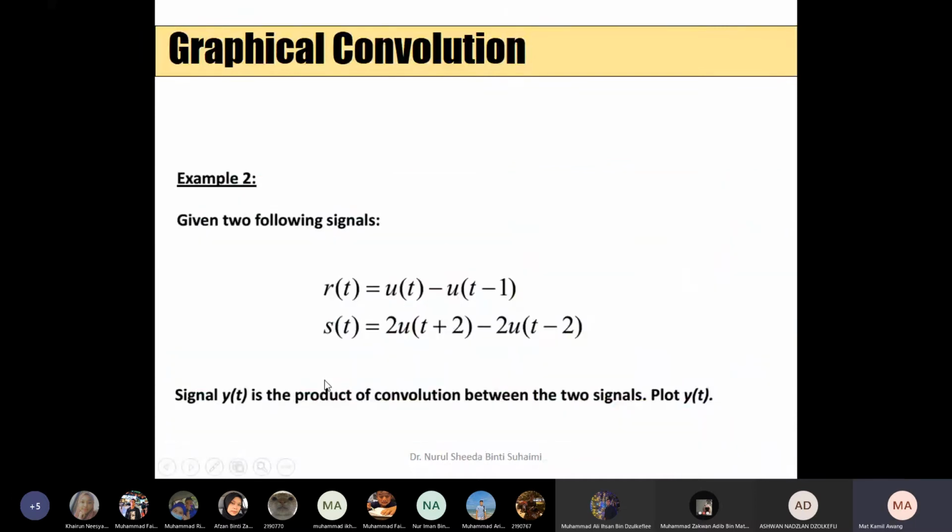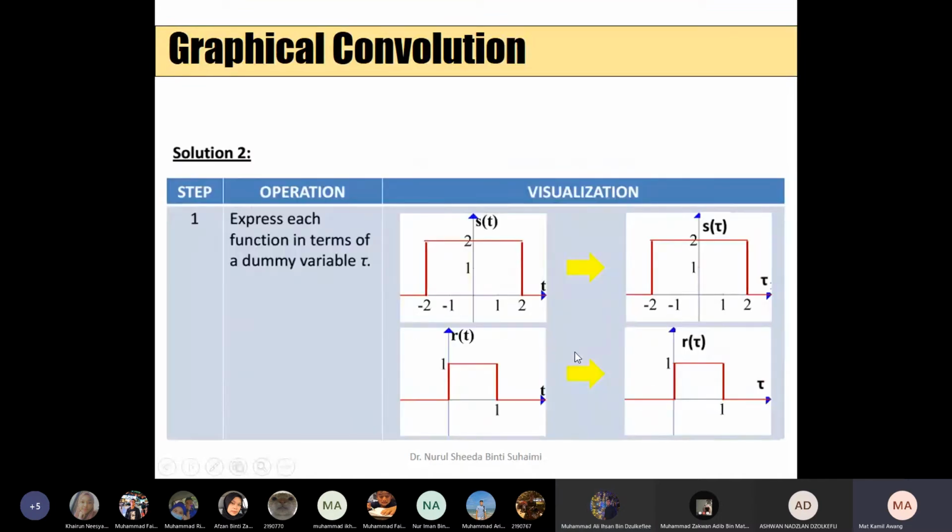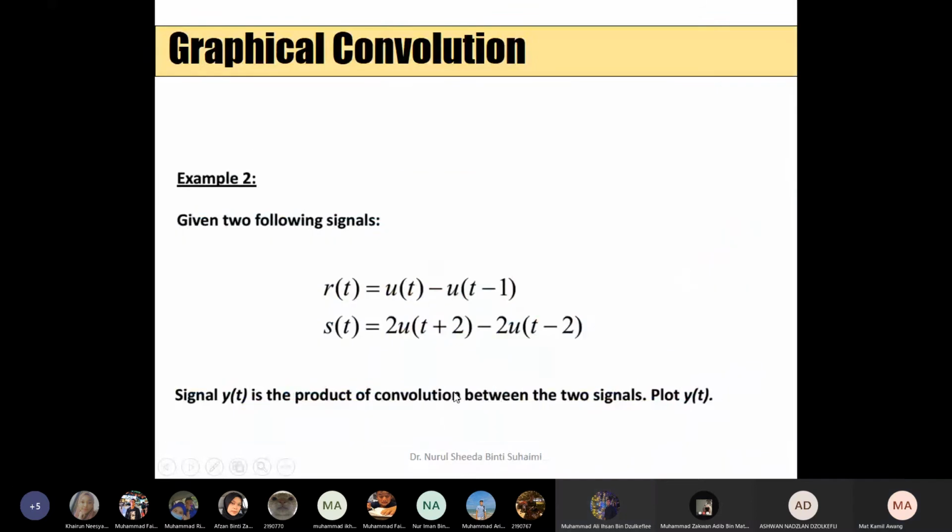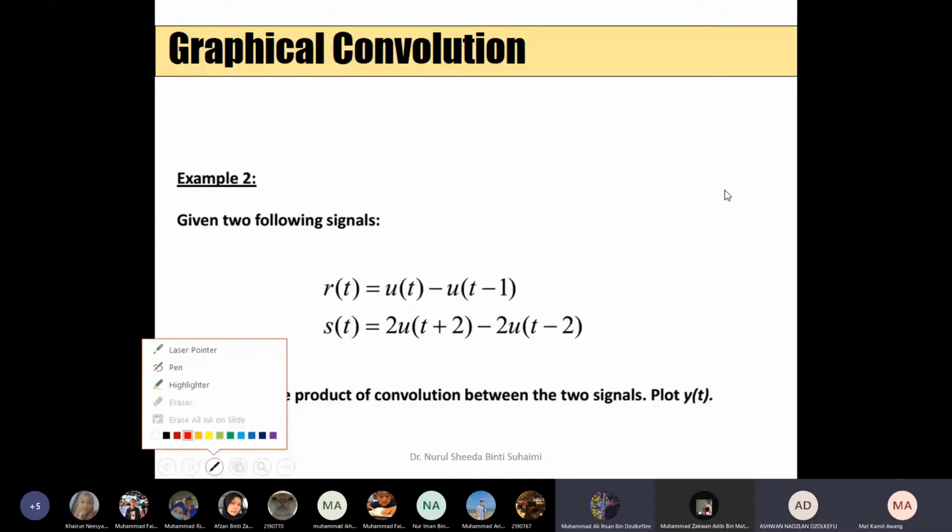If you plot this s of t here, you have this. Do you know how to plot this? You know this? Basically, do you know or not? I forgot a little. Forgot? Okay.